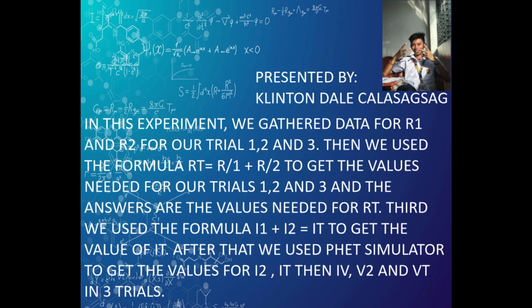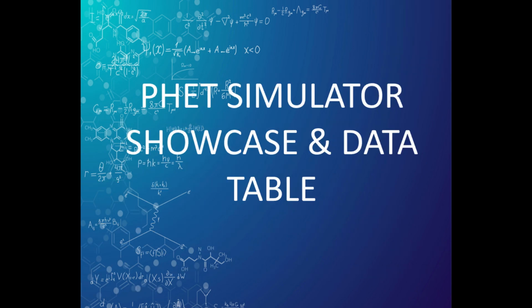Third, we used the formula I1 plus I2 equals IT to get the value for IT. After that, we used the FET simulator to get the values for I1, I2, IT, V1, V2, and VT in 3 trials.